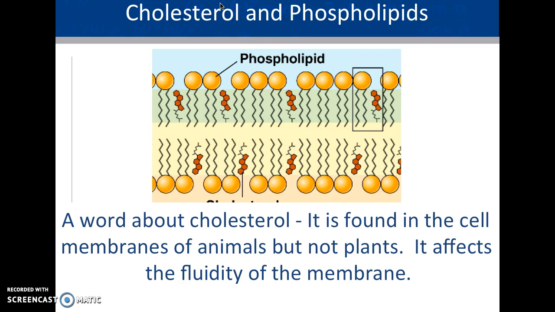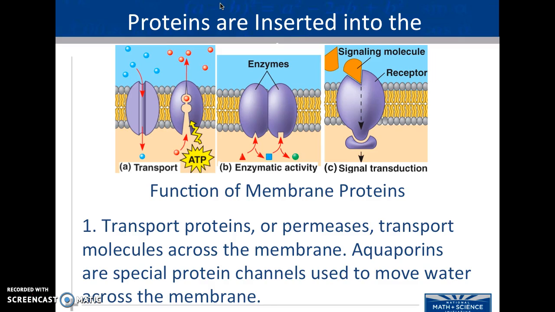And when we talk about cholesterol, it is found in the cell membranes of animals but not plants, and it affects the fluidity of the membrane. So the more cholesterol, the more fluid those membranes are going to be. So keep in mind we've got our phospholipids, we've got a little bit of cholesterol in our membrane, and then we have proteins inserted into the membranes, and there are a couple types.